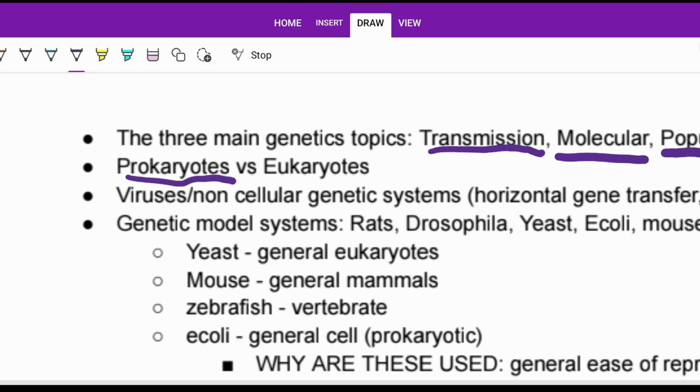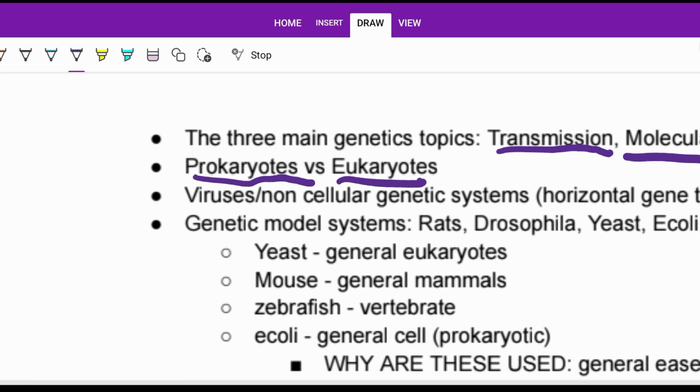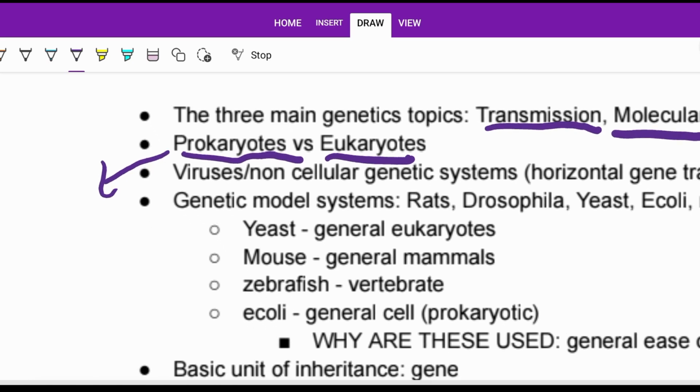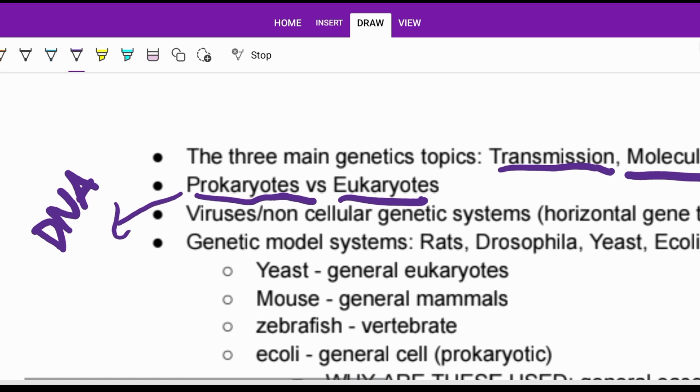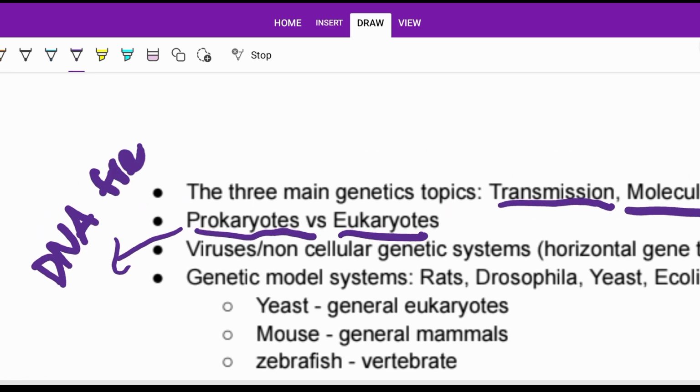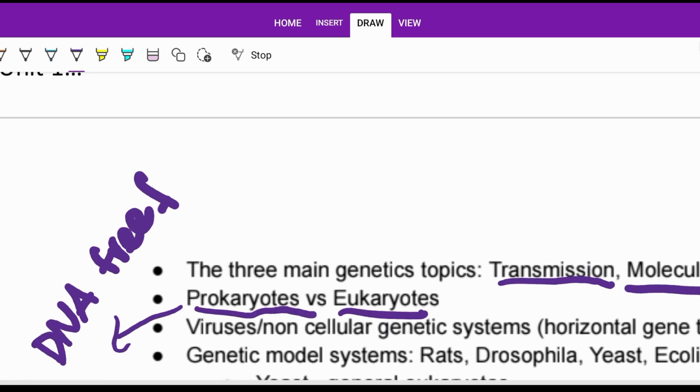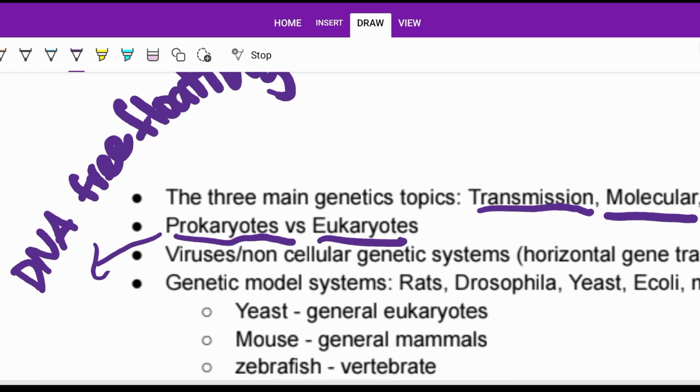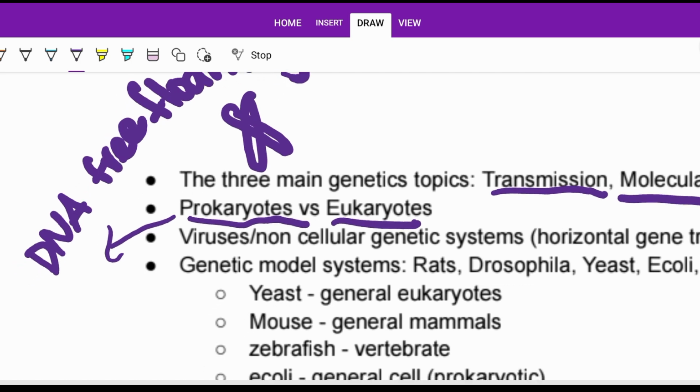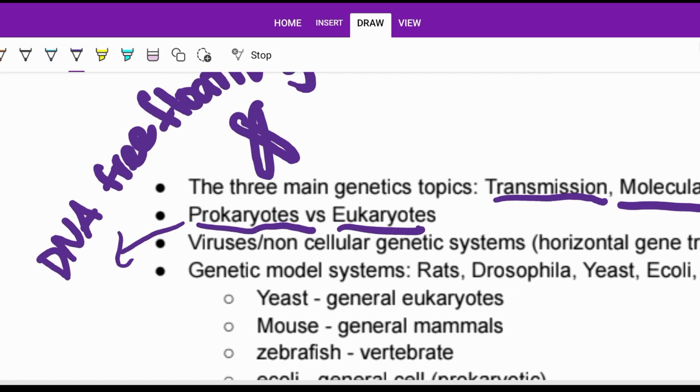Another big thing to know is prokaryotes versus eukaryotes. So, prokaryotes do not have a nucleus, which is the main thing you were probably told, but they're just more simple in general. All of their DNA is free floating, and it's not arranged in those linear chromosomes that you usually see. That is not a prokaryote thing.